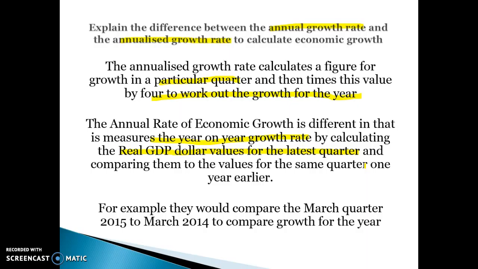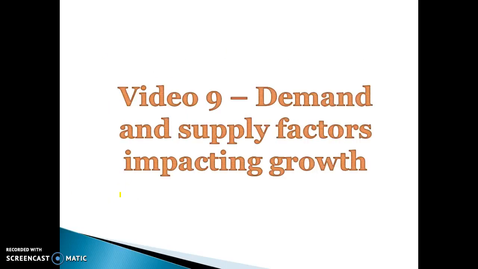So when you see the annual growth rates come out for January to March in a couple of weeks, that would be compared to January to March in 2014. So for example, they would compare the March quarter 2015 to the March quarter 2014 to compare growth. So one does it for the quarter, then times it by 4. This one compares it to the same quarter last year. That's all.